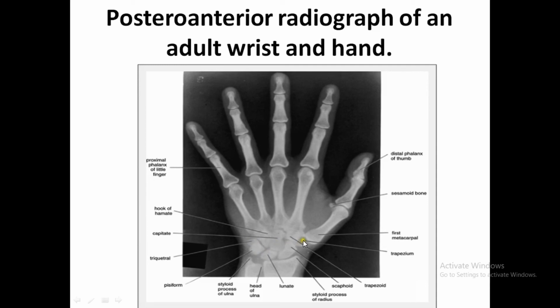In the second row, you can see the trapezium, trapezoid. Then we have hook of the hamate, capitate, and then you can see the triquetral. In addition to it, you could see the first metacarpal, and a small sesamoid bone is also present over here. Then we have the distal phalanx of the thumb, and the proximal phalanx of the little finger.